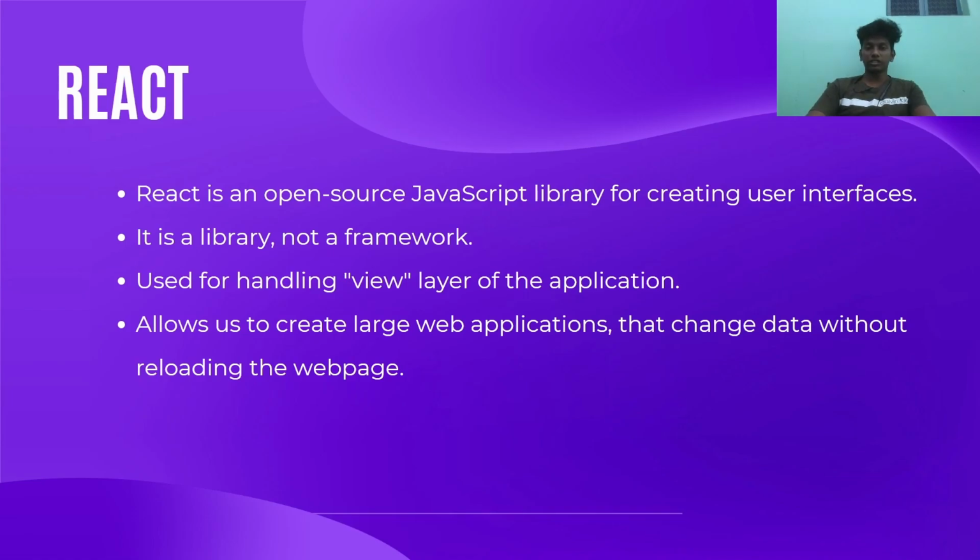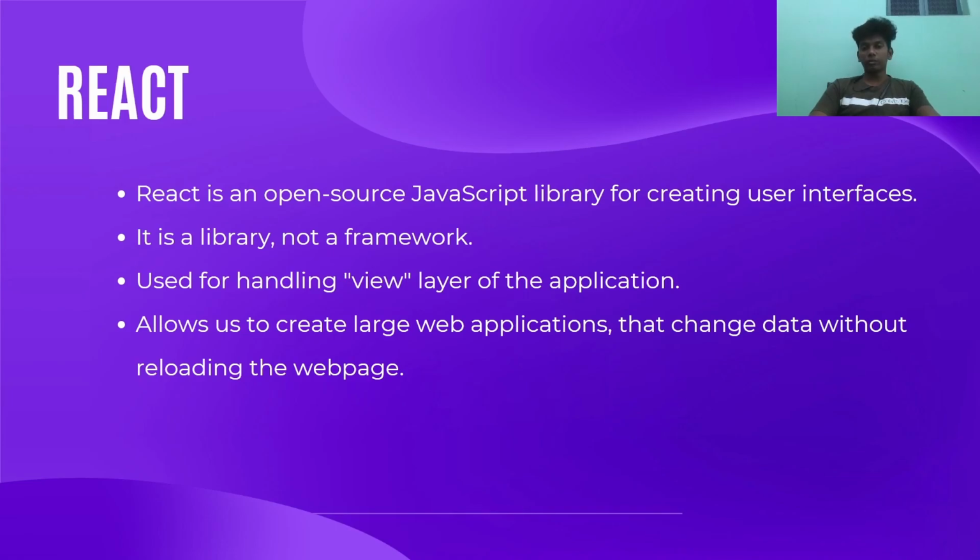A library is a collection of pre-written code and functions that can be used in a web page to add a lot of features. What is a framework? It is a structure of a web page. It gives a structure to a web page or a web application. We can use a framework to give structure to our web application. React is used for handling the view layer of an application.